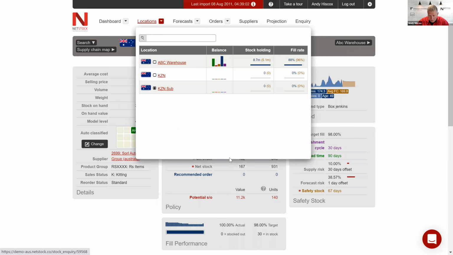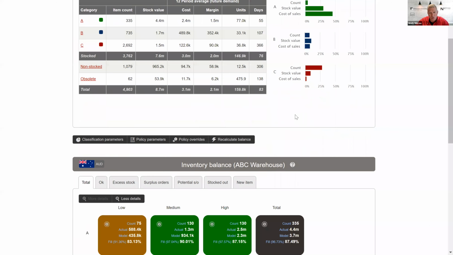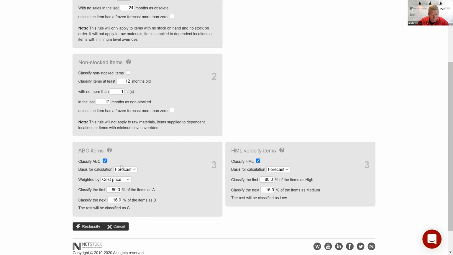So one of the first things that we need to try and do is ensure that we set policy appropriate to the product's contribution and movement within the business. So what we do is we try to create a 9-block movement grid based on the product's contribution to the business and the velocity or movement of the product. This can be based on your historical sales or your future forecast. You can weight it by cost price, selling price, or margin, and you put some percentages in.